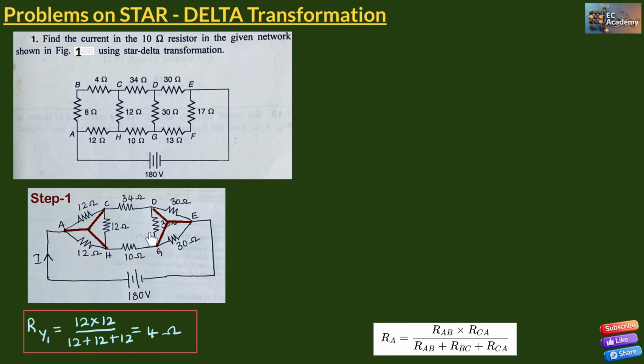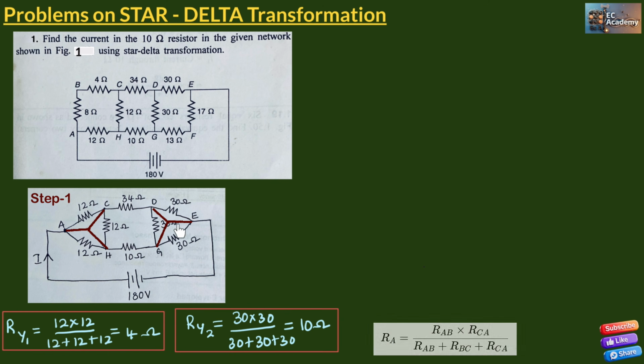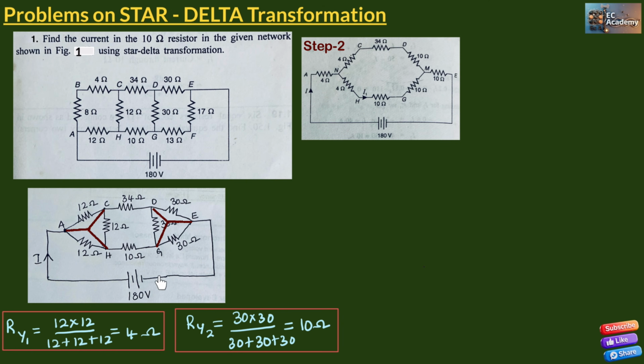Similarly, we can solve the second delta network and convert it to a star network. So we can write the resistance to convert the second delta network into a star network as 30 into 30 divided by 30 plus 30 plus 30. If we simplify this, we'll get 10 ohm. So we can use 10 ohm for all three branches of this star network. Now, if we simplify this network by converting these two delta connections into star connections, we'll get this circuit.